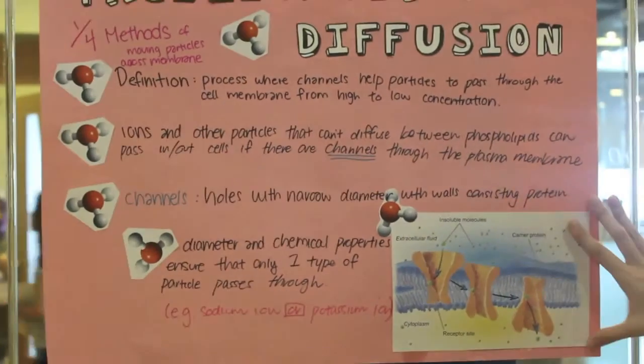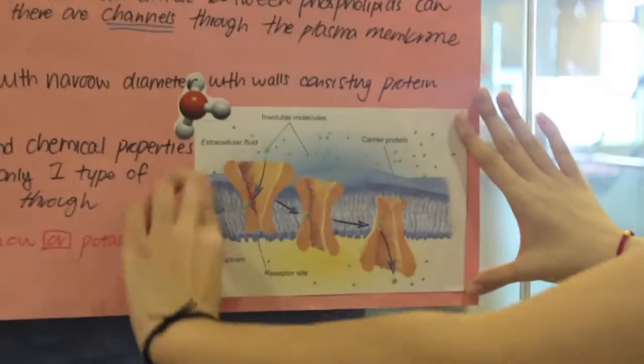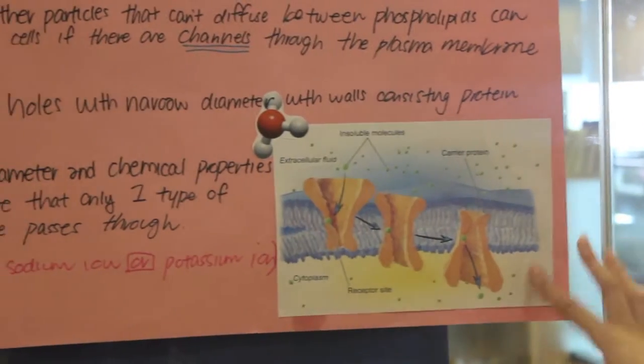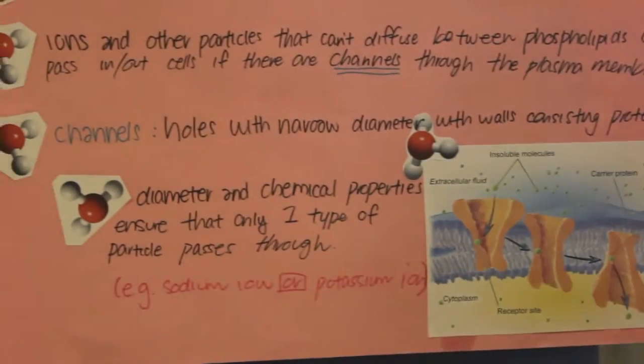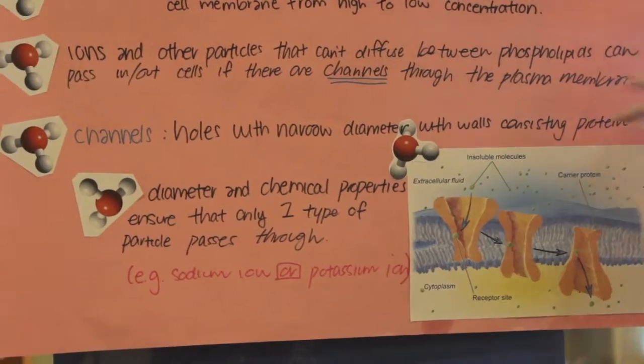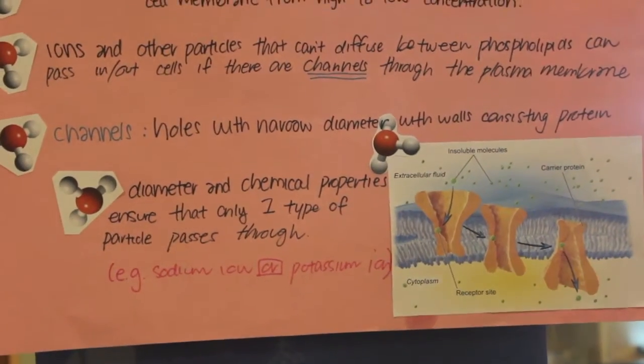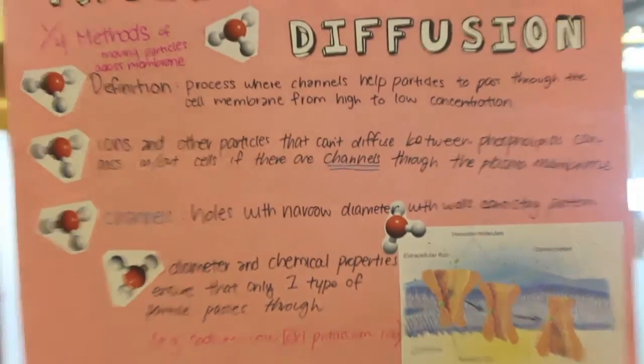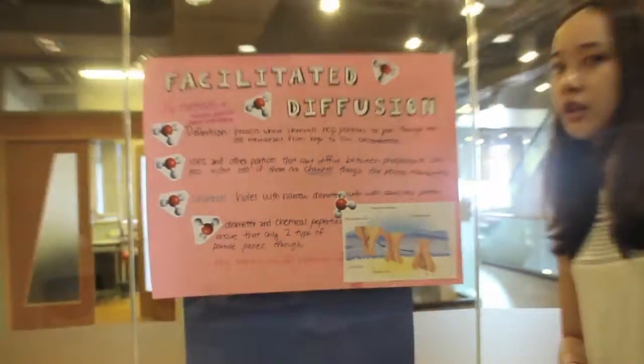So as you can see in the picture, this is the plasma membrane and the channels are here, and then you can pass through. And the channels are holes with narrow diameters with walls consisting of proteins. And the diameter and the chemical properties ensure that only one type of particle passes through. So it's either sodium ion or potassium ion, and it cannot be both.